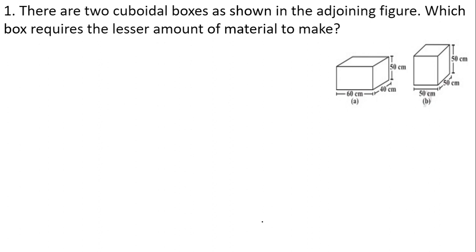Now this is the question from the 3D structure. There are two cuboidal boxes as shown in the adjacent figure. Which box requires the lesser amount of material to make? Just look at the boxes. The first box given here is the cuboidal box. So what is given in this cuboidal box? The length is given, that is equal to 60.